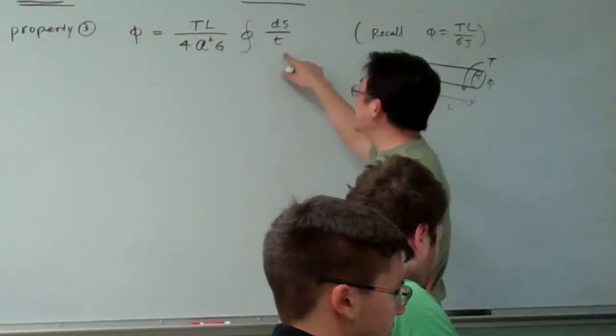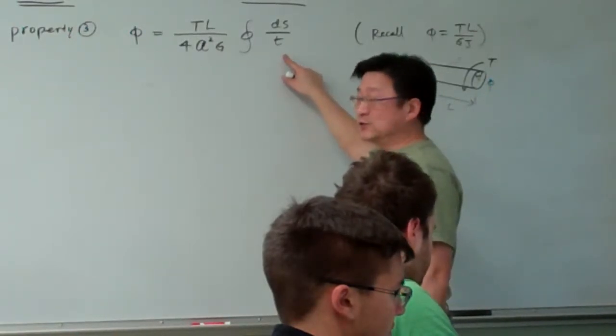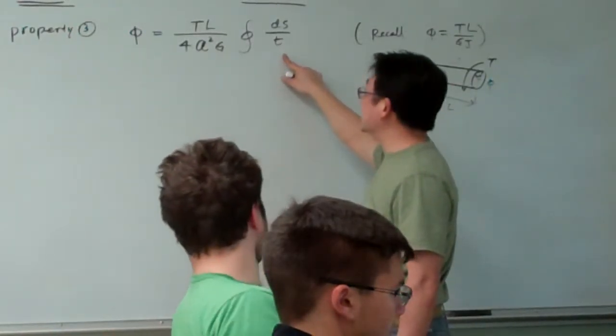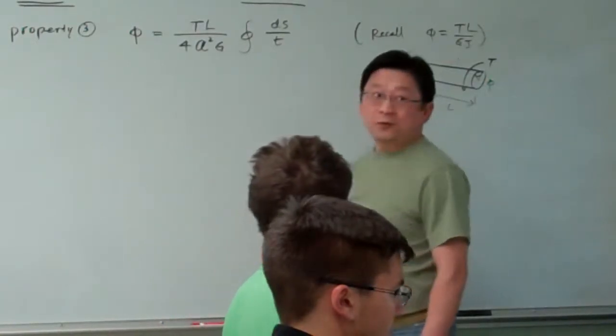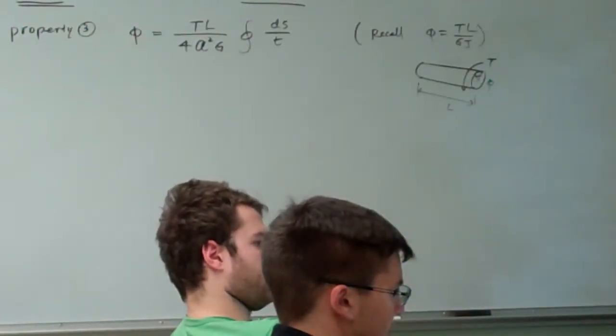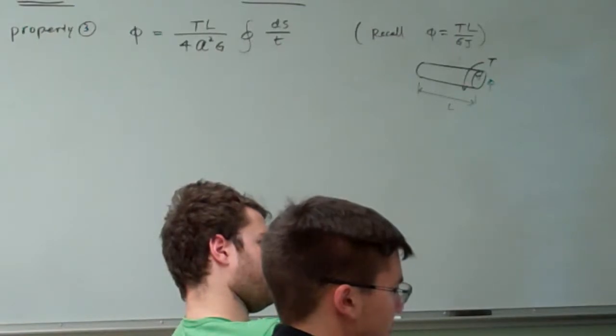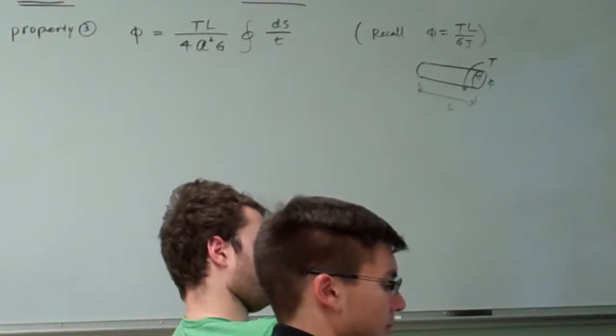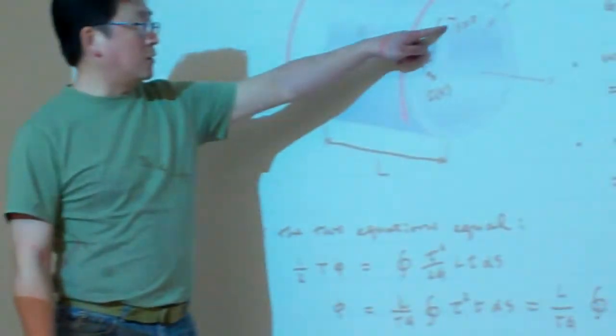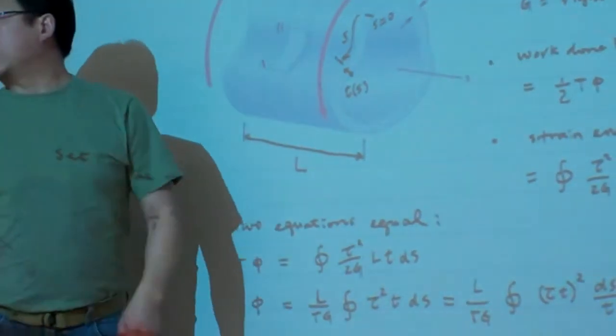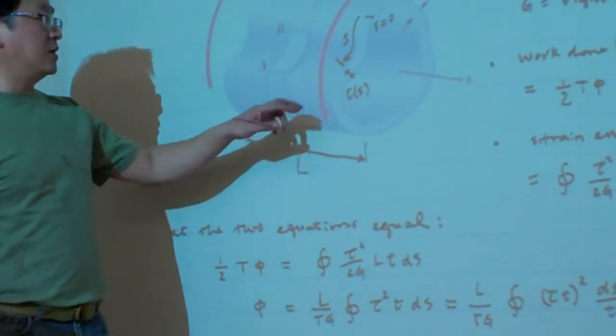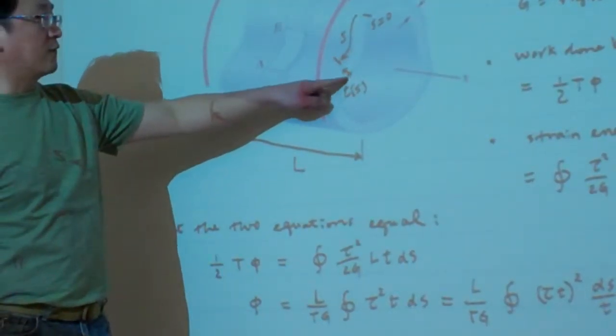Now we look at this kind of weird integration. Basically it's saying this. We do the integral. The ds means the line integral along the path that makes one circle of the cross section, and divided by t, because t is the thickness and varies.